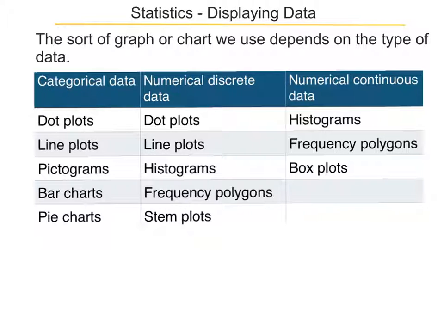For example, if we have categorical data, then all of these types of charts or graphs are good to use. Dot plots, line plots, pictograms, bar charts and pie charts are all good. If I've got numerical data that has discrete values, that means fixed values without the fractions in between, then dot plots, line plots, histograms, frequency polygons and stem and leaf plots are good to use. And if we've got continuous data, then histograms, frequency polygons and box plots are good to use.